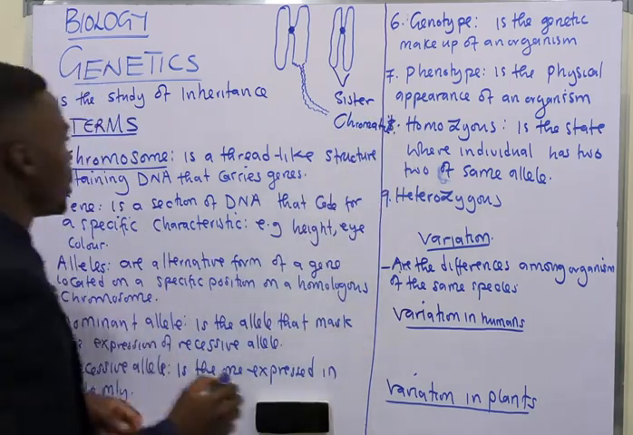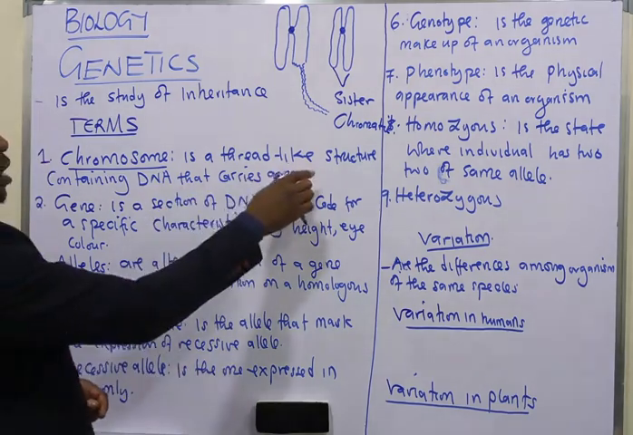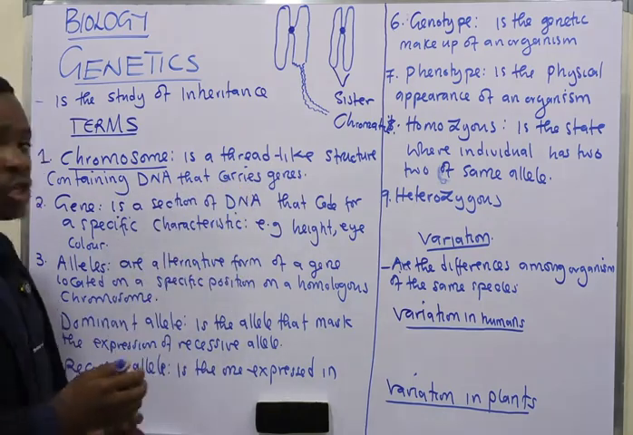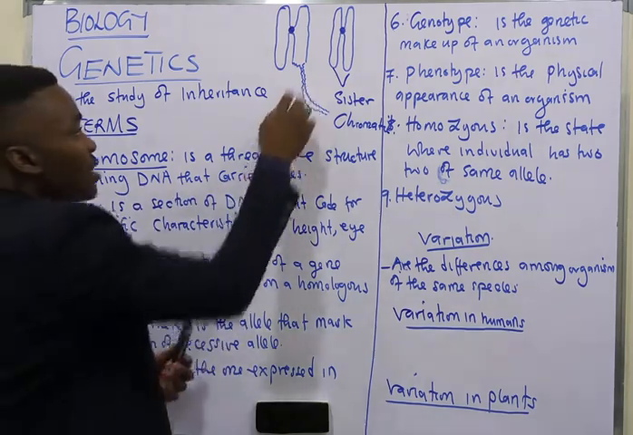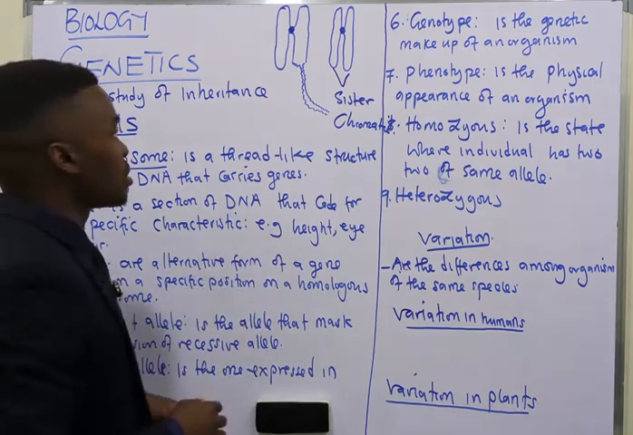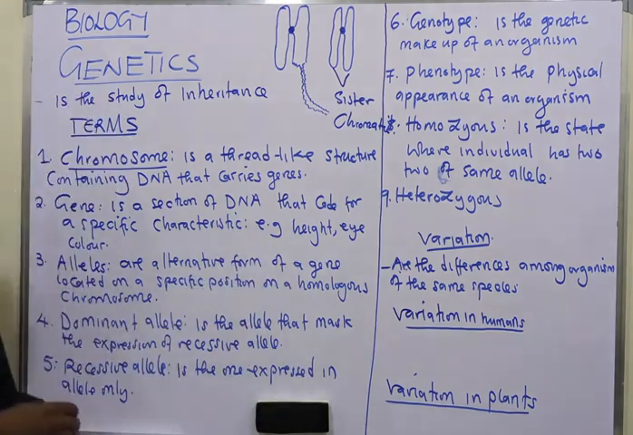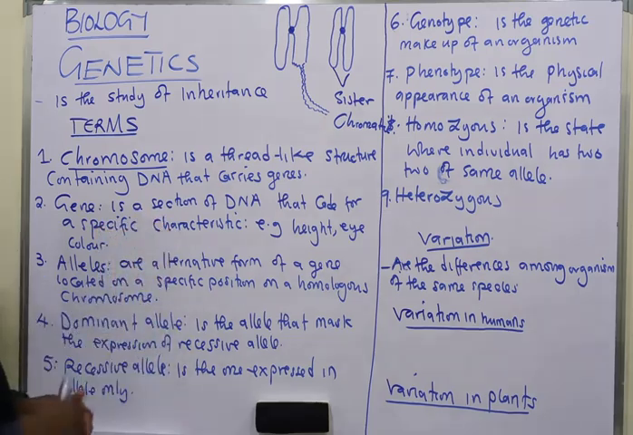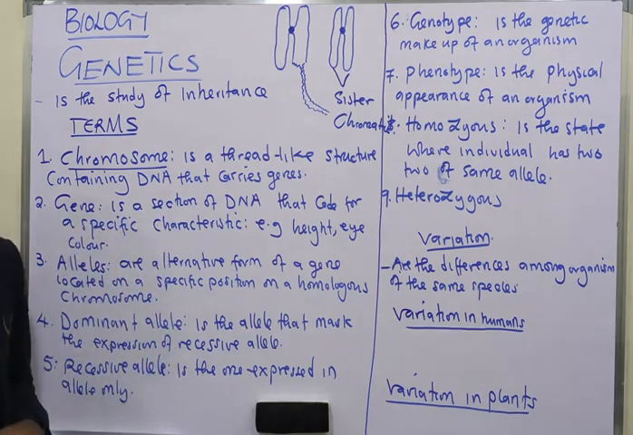Now, what is a chromosome? A chromosome is a thread-like structure containing DNA that carries genes. So it's simply the DNA that is wound around the proteins. Okay, so that is what we call the chromosome. So if you are to write, this is what you present: a chromosome is simply a thread-like structure containing DNA that carries genes.